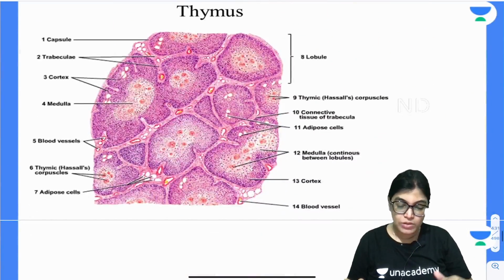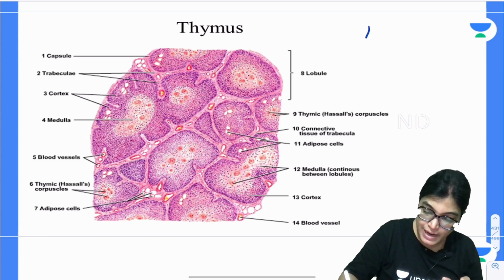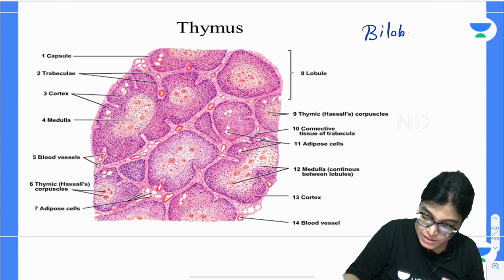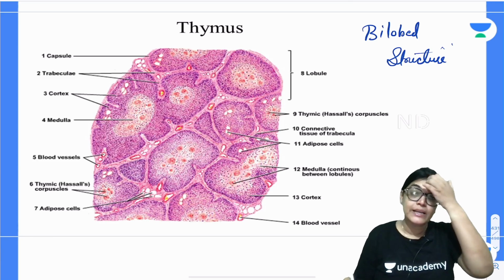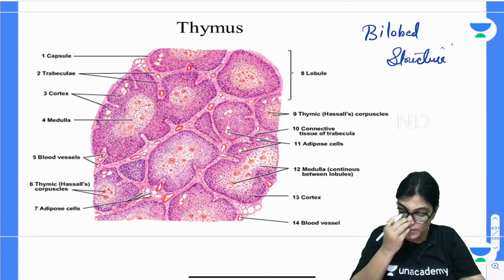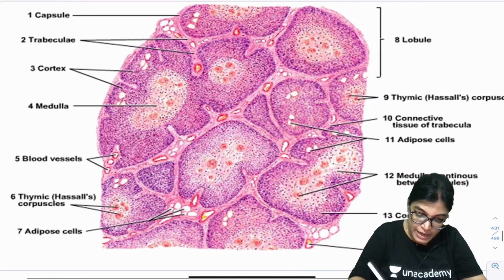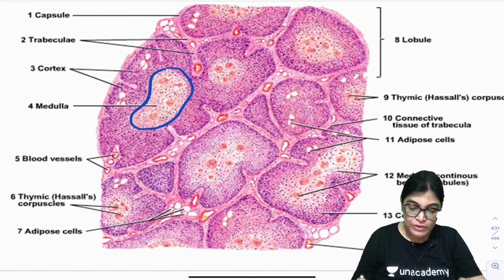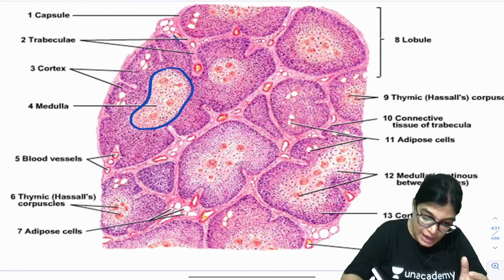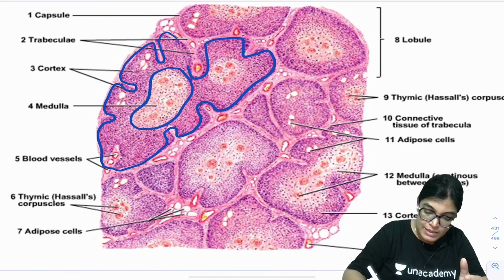Now, let's talk about this. The thymus gland, a bilobed structure, is a primary lymphoid organ where T lymphocytes are generated. If I slightly enlarge this diagram, the part you are seeing is the medulla part, which is lighter stained, and on the outer aspect you can see the darker stained structure.